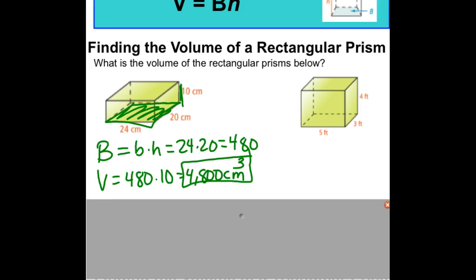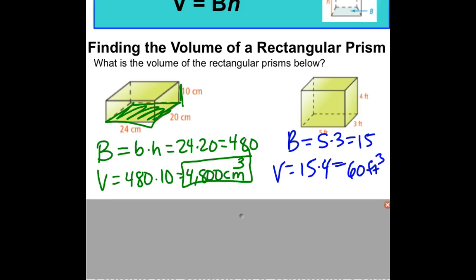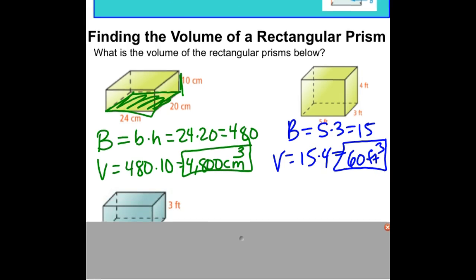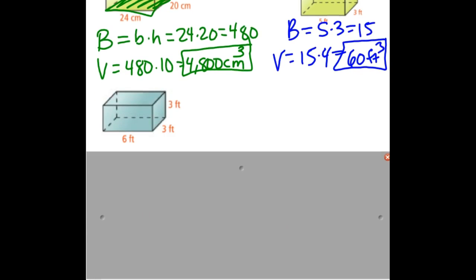What I'd like you to do now is pause the video and find the volume for the shape to the right. Okay, you can check your answer with mine. I got my base to be 15 feet squared, multiplied by the height 4, and got a total of 60 feet cubed. You've got another one. Pause the video now and try this one.